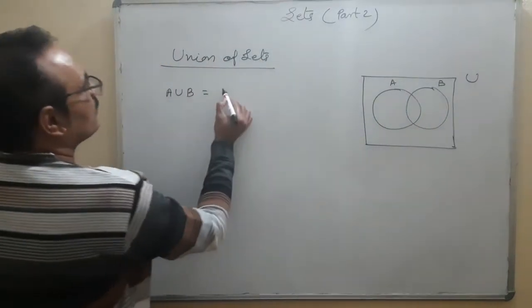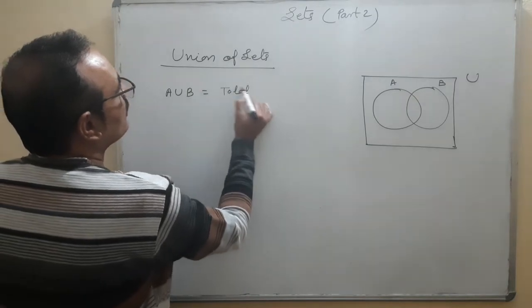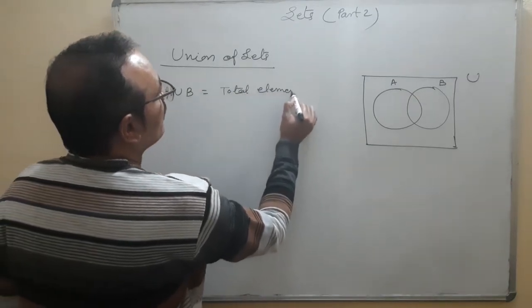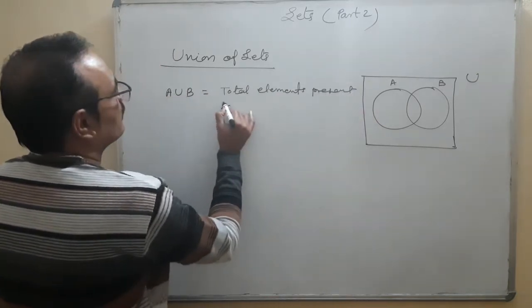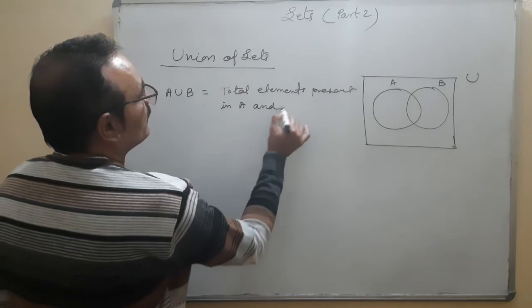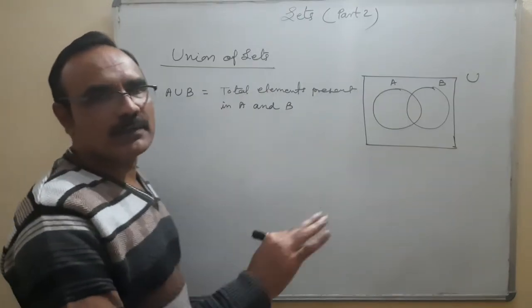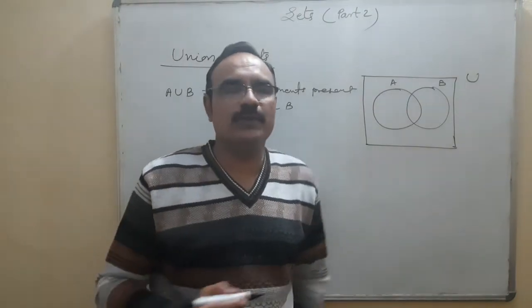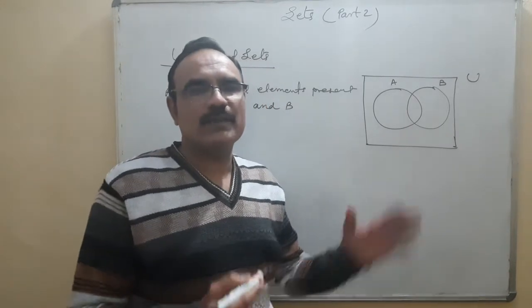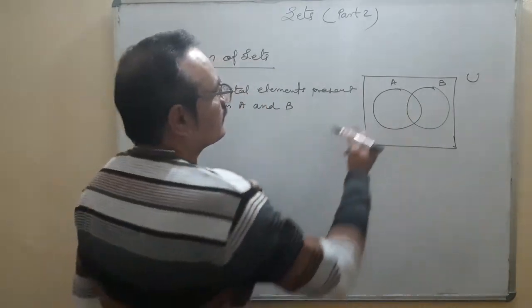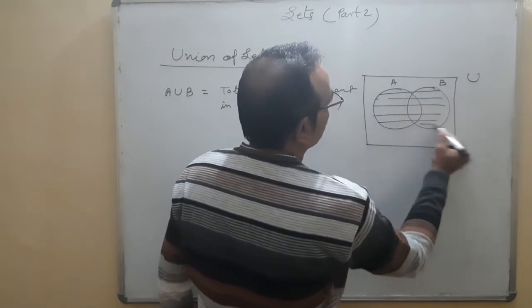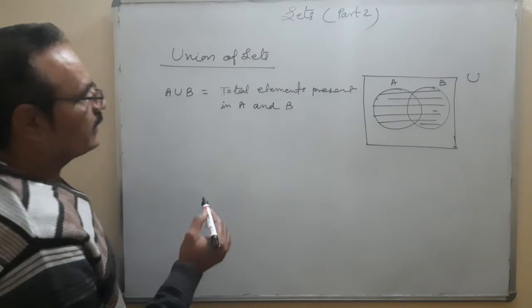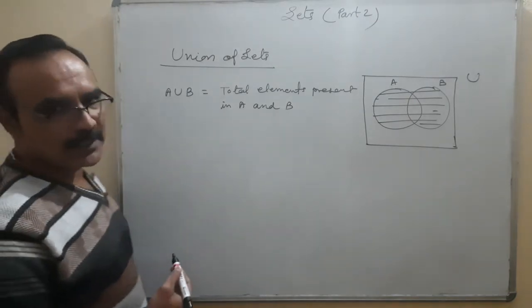Total elements present in A and B is called A union B. Union: combined elements of A and B. Like this. The complete portion is A union B. Now some properties of A union B, properties of union.